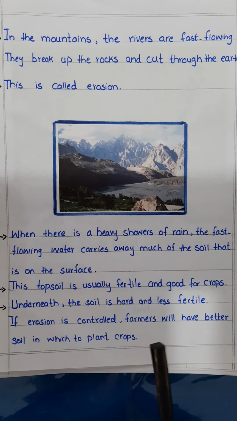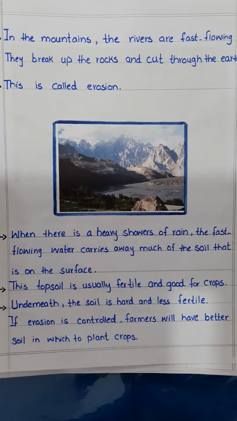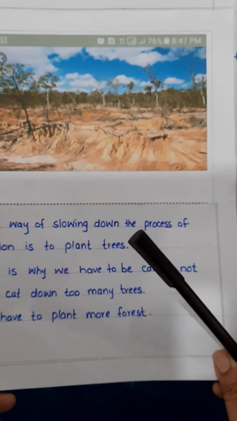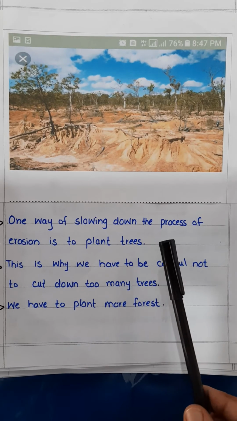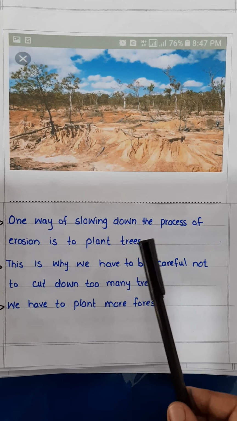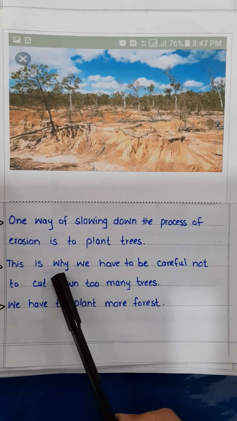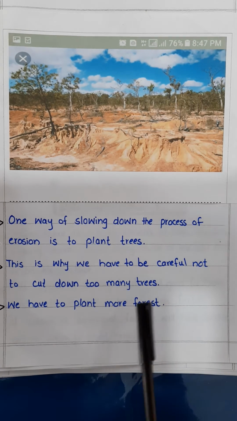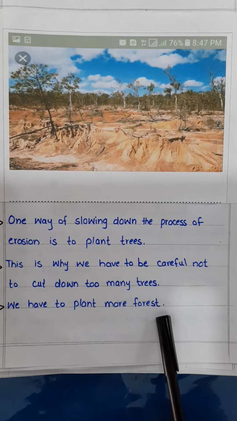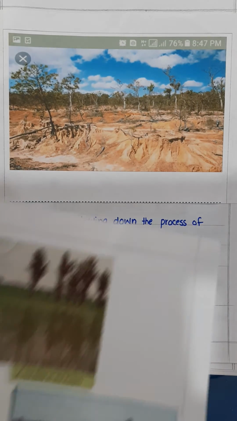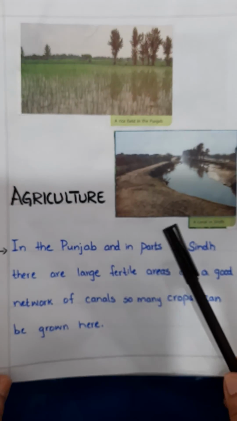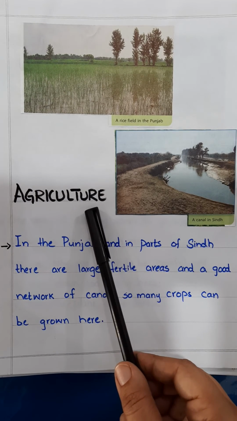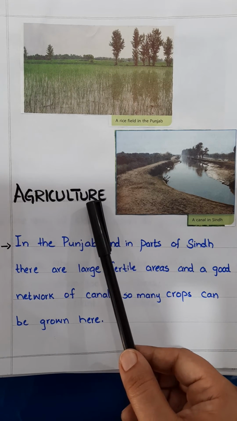Then how can we control erosion? One way of slowing down the process of erosion is to plant trees. This is why we have to be careful not to cut down too many trees. We have to plant more forest. Then we come to agriculture. What is agriculture? The science of cultivation of land is called agriculture.